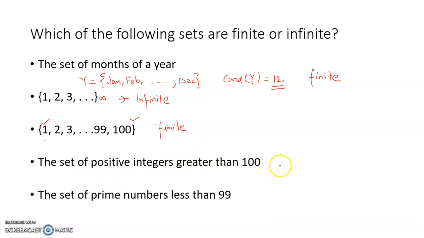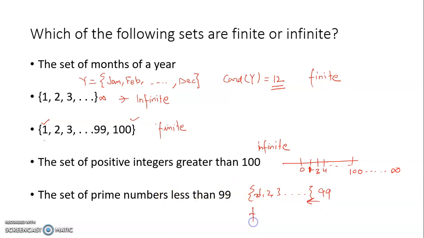The set of positive integers greater than 100, no, it's not finite, it is infinite. If I start writing on the number line 4 and so on, it goes up to 100, and over 100 it can go up to any limit, infinity. So it is again infinite. Set of prime numbers less than 99, I can simply count them, right? Less than 99, there could be primes like 2, 3, and so on. I'm not sure whether one is going to be counted or not, but overall, below 99, all the primes can be counted. So it is again a finite set.